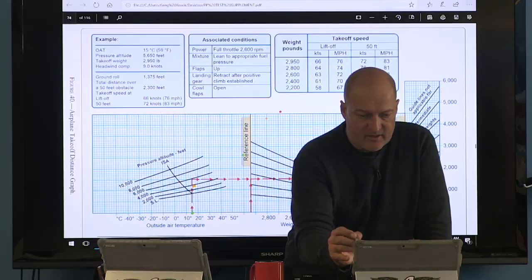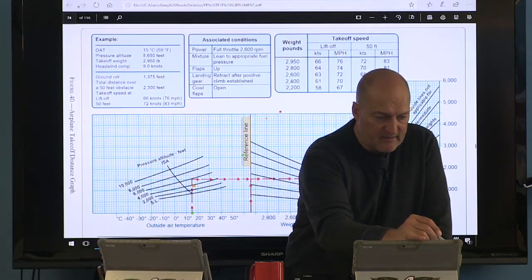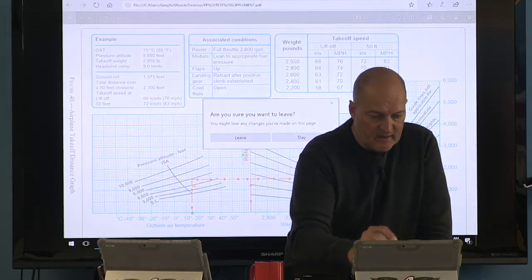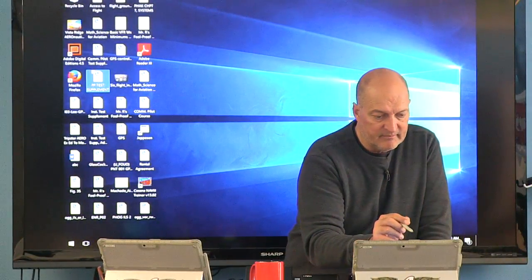I have got to start this over because I can't have these dots messing with me. Sure you want to leave? Yes, I want to leave. Okay, that's just going to be really icky.